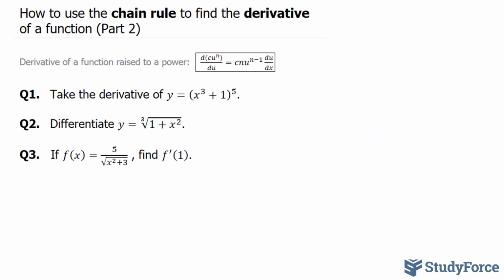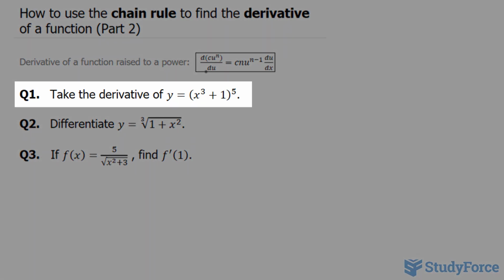In this lesson, I'll show you 3 examples on how to use the chain rule to find the derivative of a function. Let's begin with question 1. The question asks us to take the derivative of y is equal to (x^3 + 1) to the power of 5.